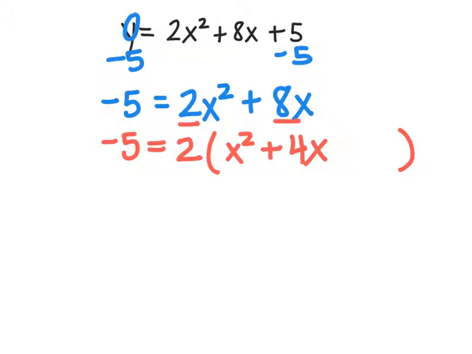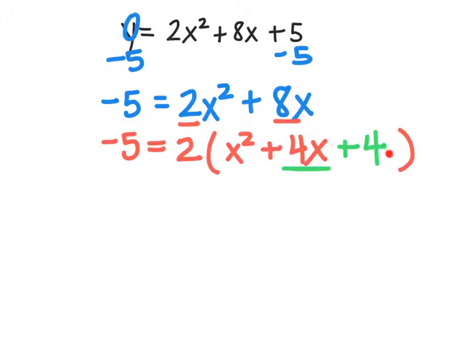Okay, my next step is I'm going to try to complete the square here. So what you're going to do is come to this middle term, and I'm going to do half of 4. Half of 4 is 2, and then 2 squared is 4. So I want this number back here to be 4. So I'm going to say, well, I want it to be plus 4. So again, I'm just completing the square.